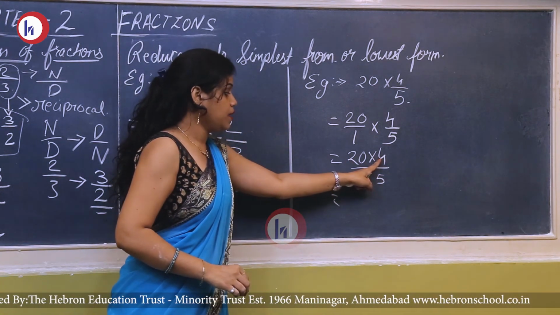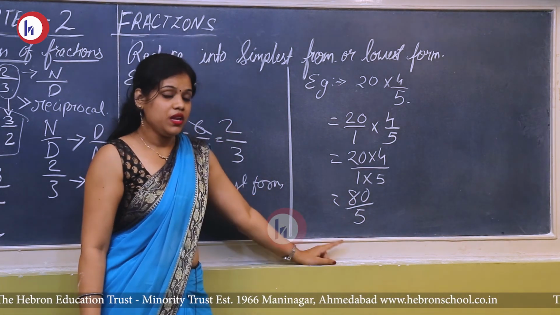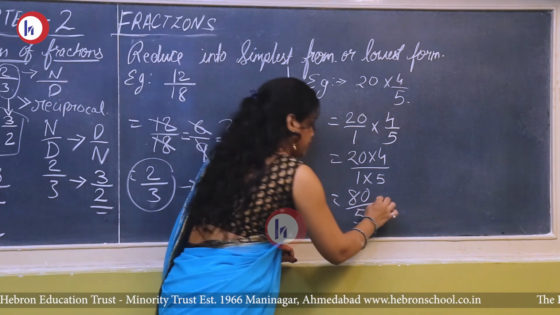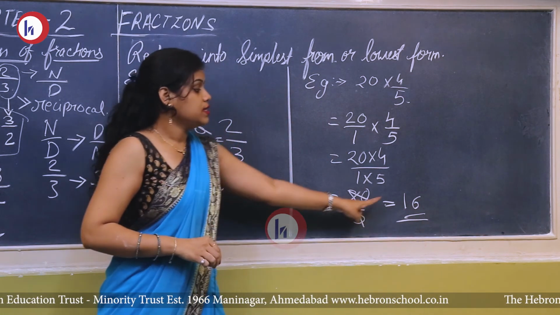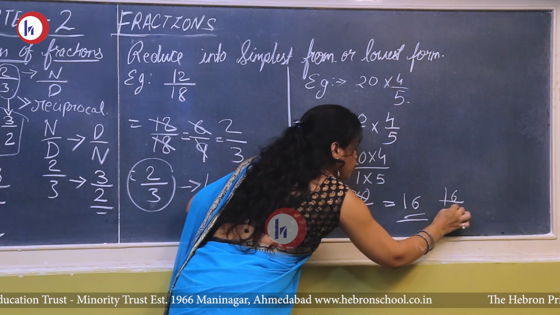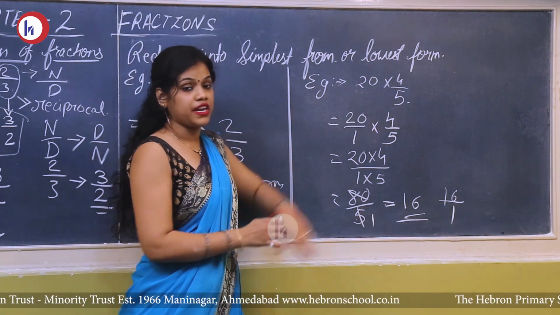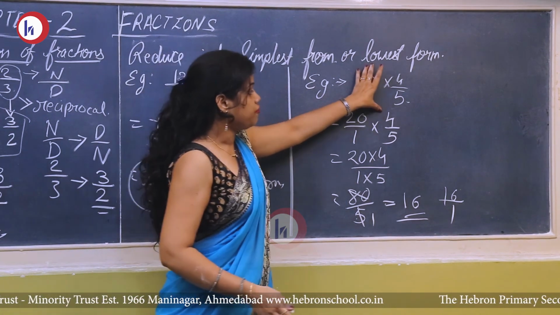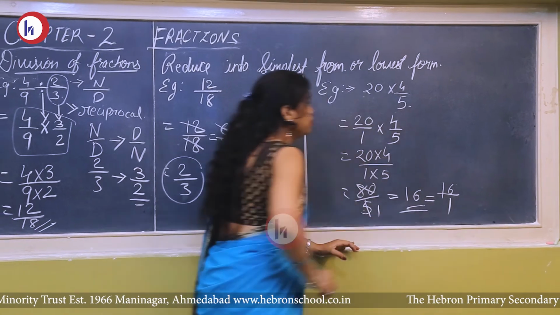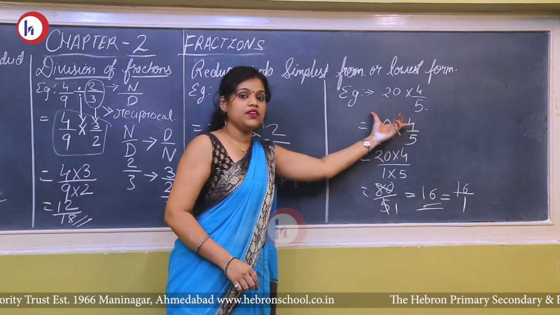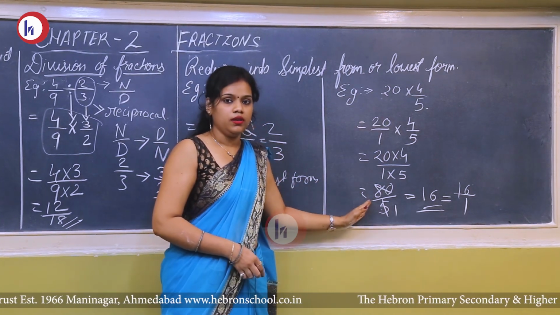So 2 4s are 8, that is 80, and 5. Now, can 80 be divided by 5? Yes, it can be divided. So divide. 5 ones are 5, 5 16s are 80. So your final answer was 16, or you can say 16 upon 1. As here, if nothing is left, it means 1 is left. So your reduced form of this fraction is 16 upon 1, or 16. Okay. So whenever the reduced form is asked, or the product is given for the fraction and then you have to reduce, multiply it, solve it, and then divide by the common multiple.